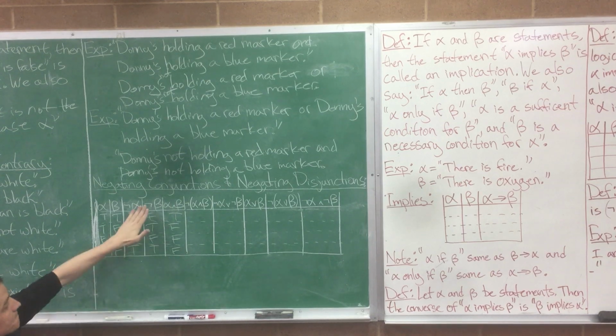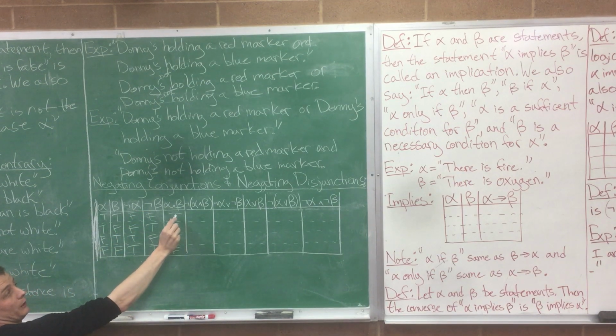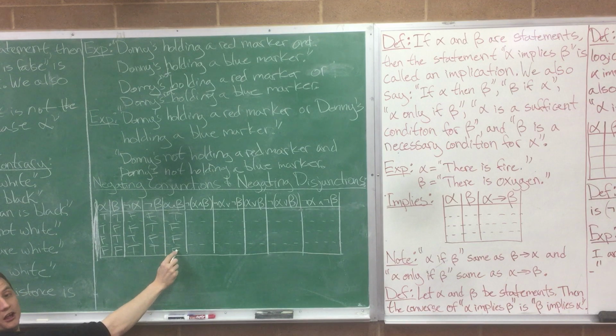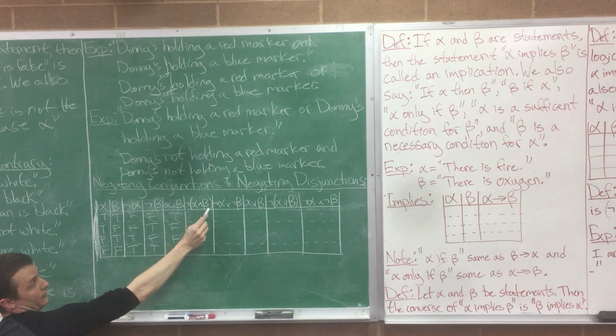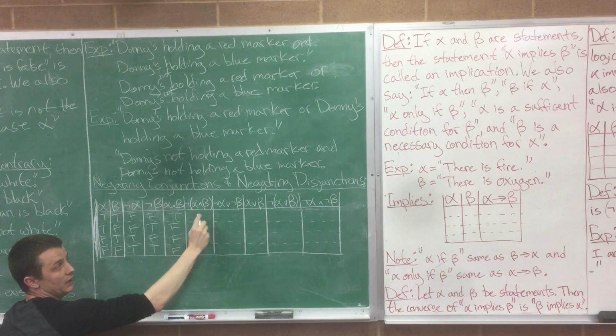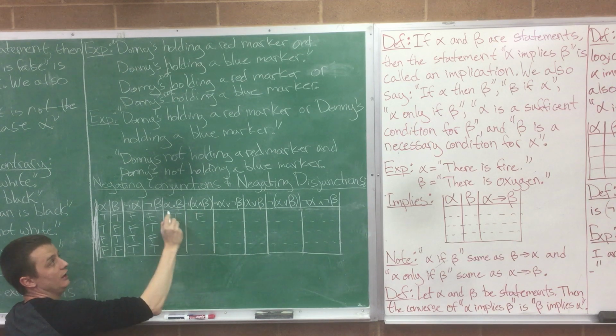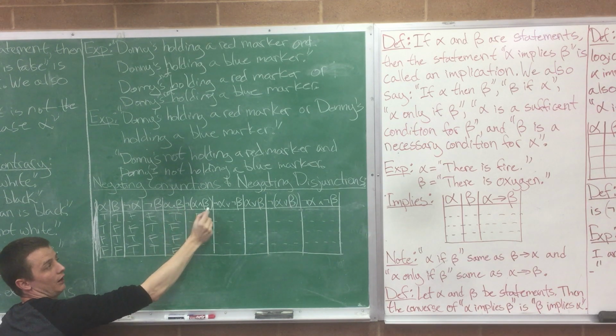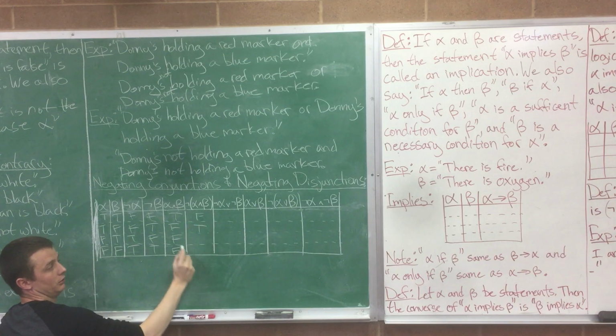You're good. Okay. So here we just really did alpha and beta. So now we're gonna do not (alpha and beta). So if alpha and beta is true, not (alpha and beta) is false. If alpha and beta is false, not (alpha and beta) is true.